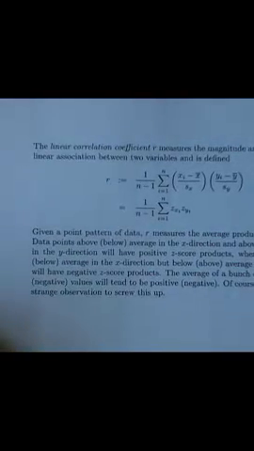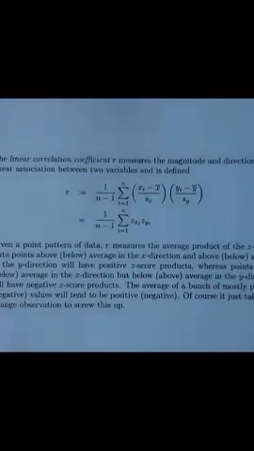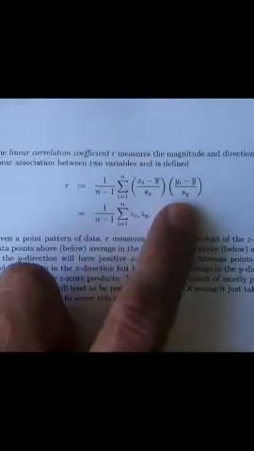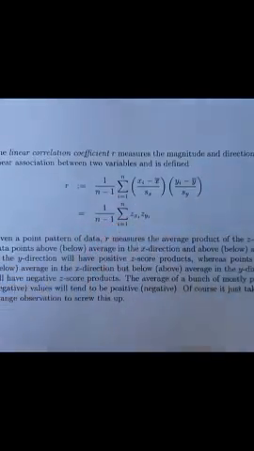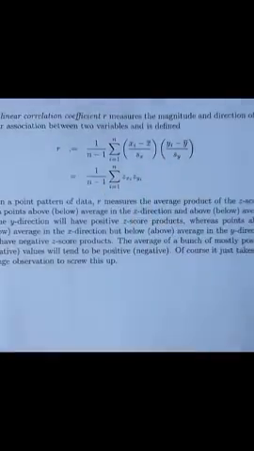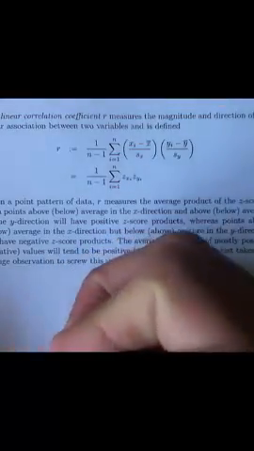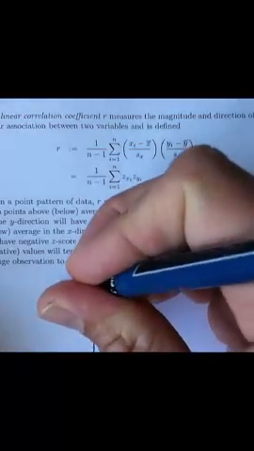The linear correlation coefficient, R, measures the magnitude and the direction of linear association between 2 variables, and is defined to be all this junk. Now let's see if we can make these expressions make some sense. Here's the idea. Here's what's going on. Let's say you have a data point pattern.